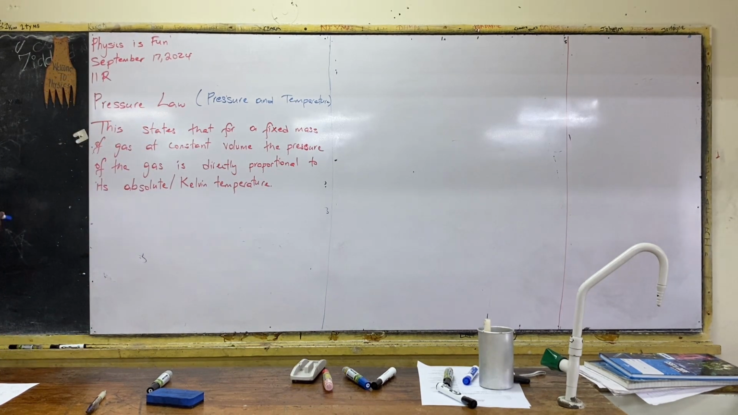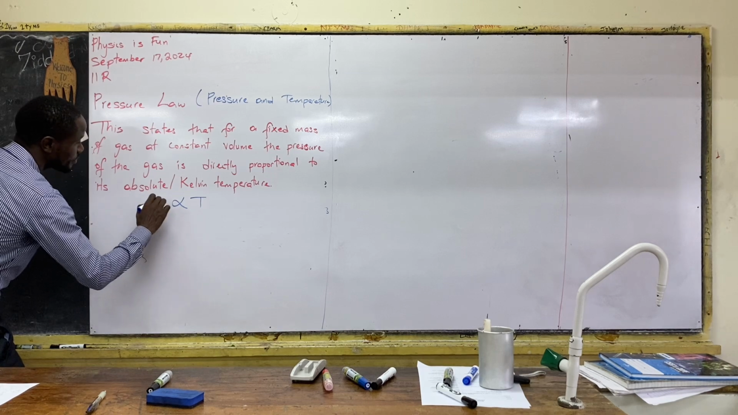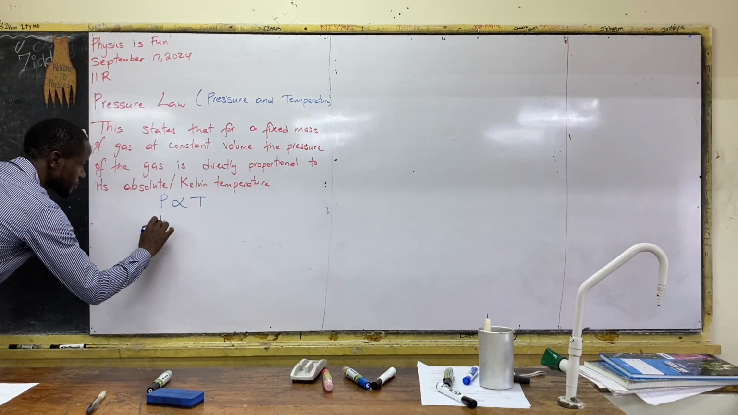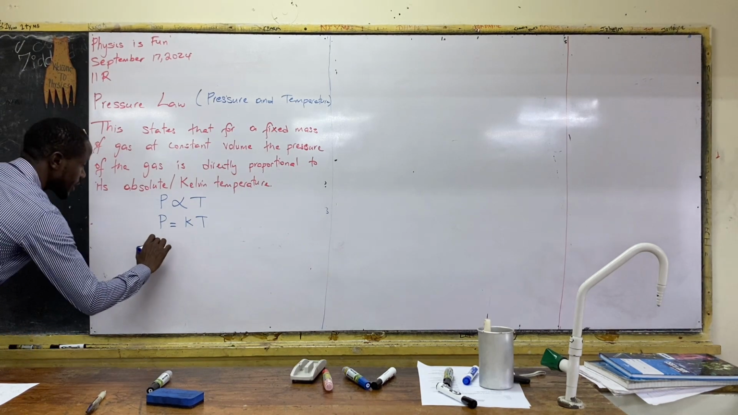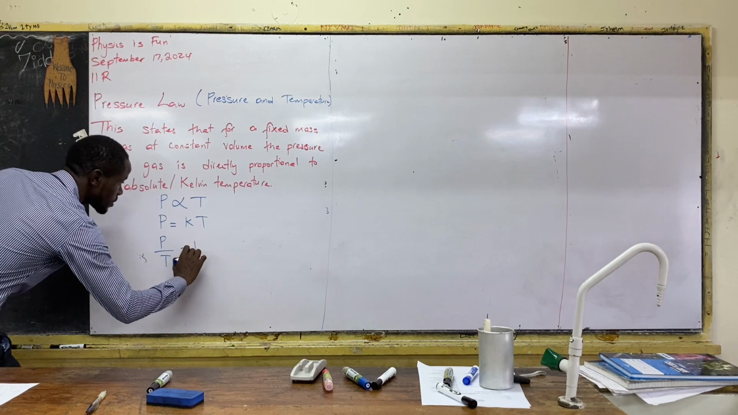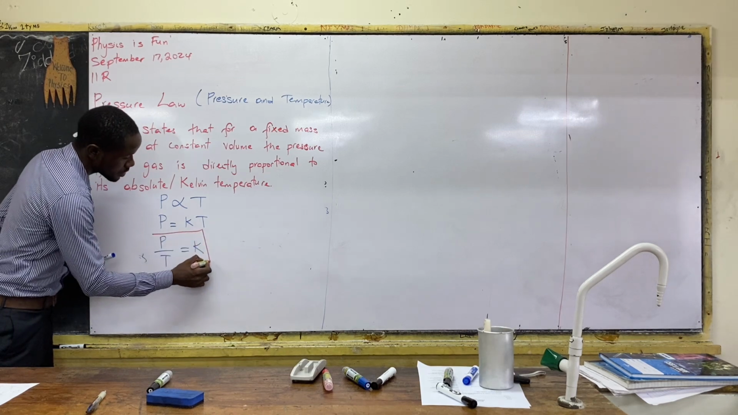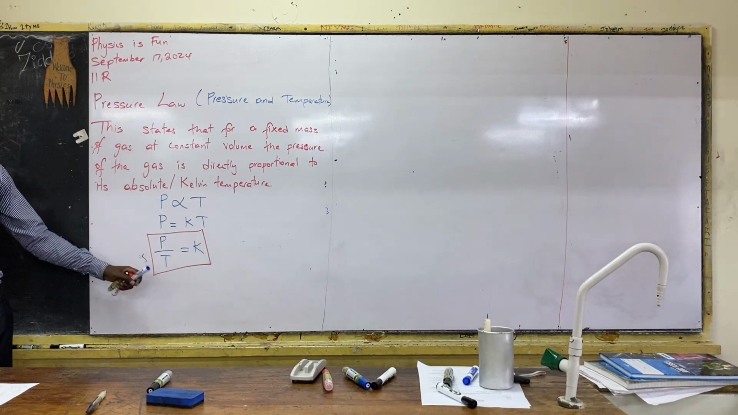And again, we can write the expression. So we say that the volume is fixed and the pressure is directly proportional to its temperature in Kelvin. So P, which is the pressure, is directly proportional to the temperature. So again, we can write P is equal to K times T. And dividing both sides by T, we get P over T is equal to K, which summarizes the pressure law. So the ratio of the pressure to the Kelvin temperature is a constant.